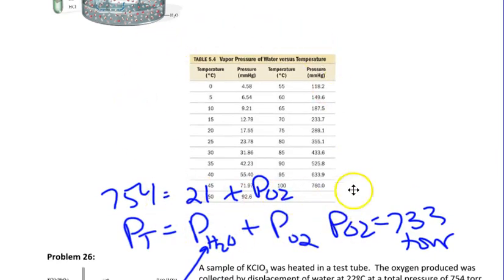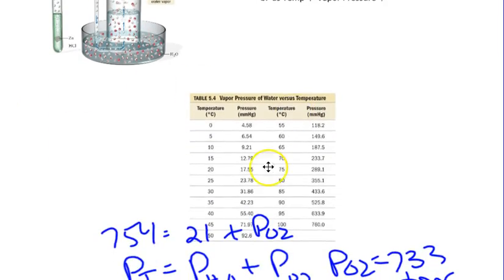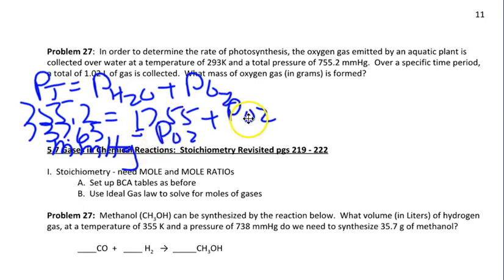All right, but wait a minute. What are these temperatures in? Those are degrees Celsius. Uh-oh. What did they give us in the problem? They gave us 293 Kelvin. Well, what is 293 Kelvin in Celsius? Subtract 273 and you get 20. So what does it say at 20 degrees here? Here it is at 17.55. So that is the partial pressure of water. There's my pressure of oxygen. So 755.2 equals 17.55 plus pressure of oxygen. Pressure of oxygen is 737.65 millimeters of mercury.